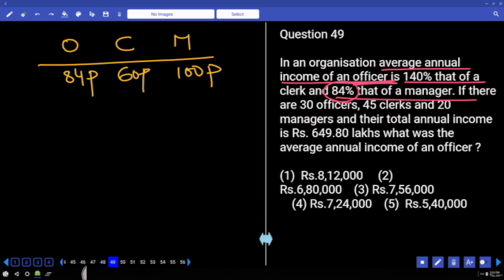Average salary per employee only? And go to your final question. What is your question about? What was the average annual income of an officer? In terms of our number of parts, how many parts is that?